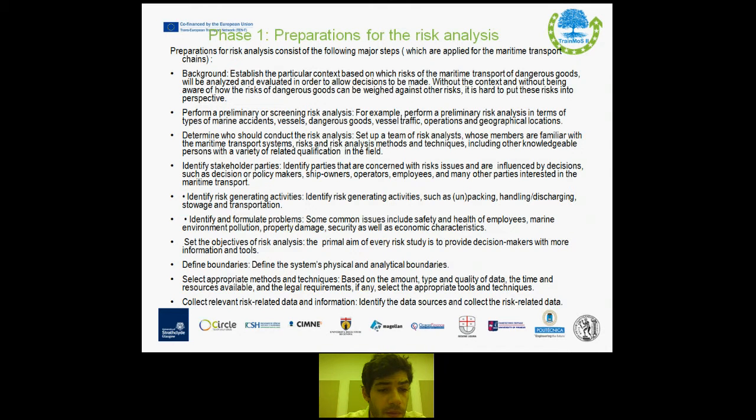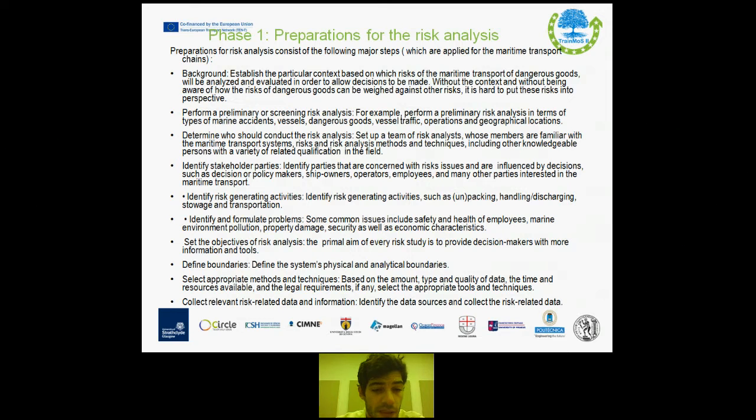Secondly, perform a preliminary or screening risk analysis. For example, perform a preliminary risk analysis in terms of types of marine accidents, vessels, dangerous goods, vessel traffic, operation, and geographical location.